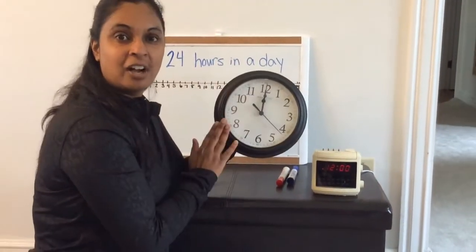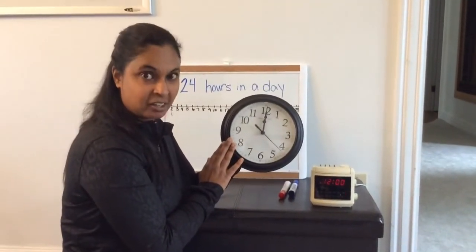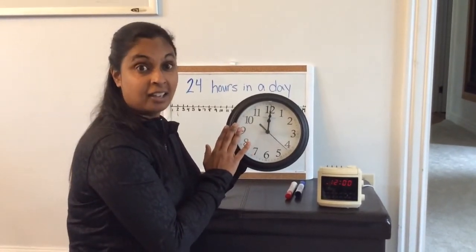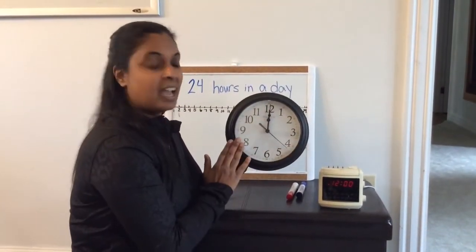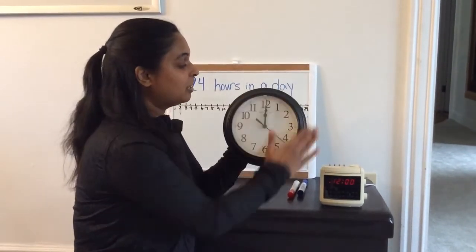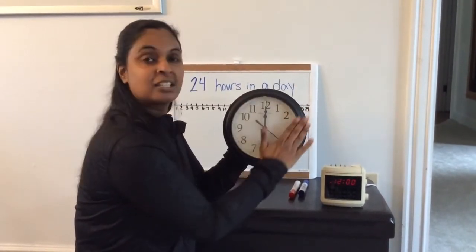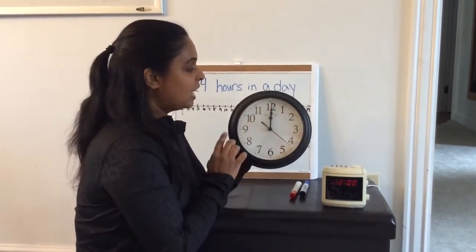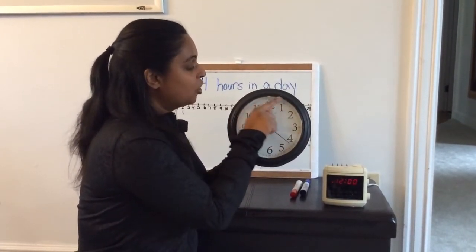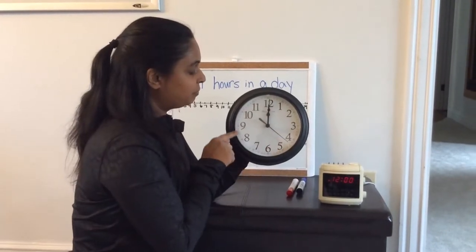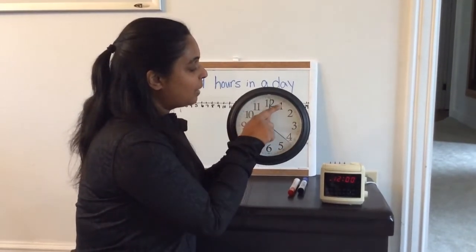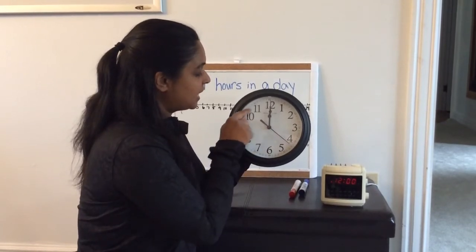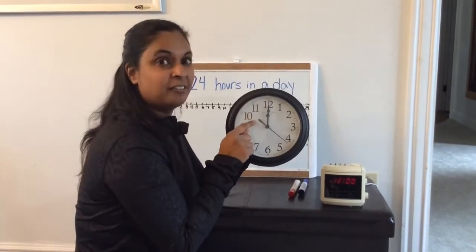This kind of clock is called an analog clock. So let's say that all together, analog. It's an analog clock and it has a circle face. This part of the clock is called the face and it is in the shape of a circle. And we can see that our numbers go around in a circle. So here we can see the numbers 1, 2, 3, 4, 5, 6, 7, 8, 9, 10, 11, 12.